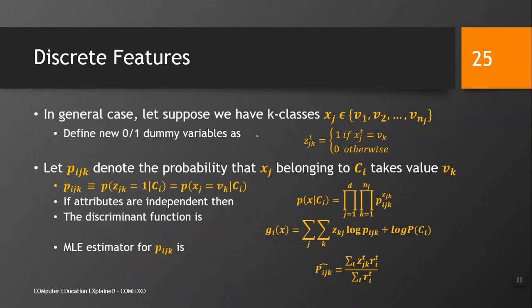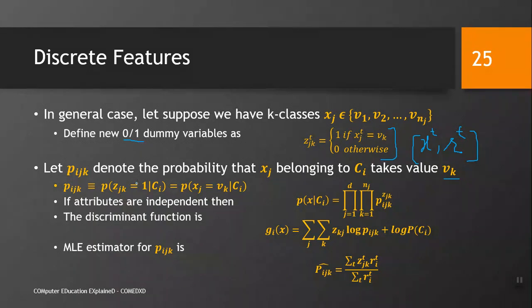In general cases, let us suppose that we have k classes. We define a new 0-1 dummy variable as this. It is the same as what we previously assumed about xt and rt. Let Pijk denote the probability that xj belonging to class Ci takes value Vk. In that case, Pijk could be written as Pzjk is equal to 1.